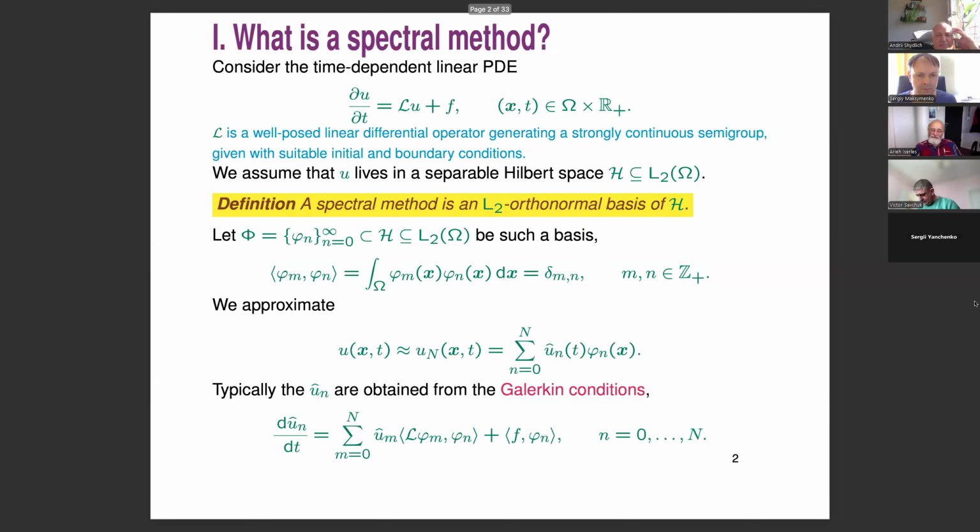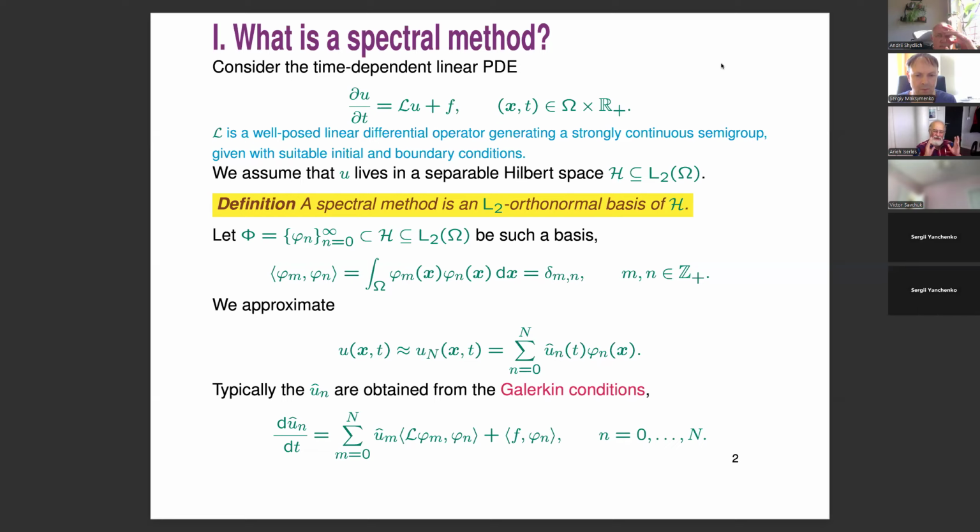Let me start by explaining what is a spectral method, or what I and many others mean by a spectral method. The idea is to solve differential equations, and in my case, I'm interested in solving initial value problems for partial differential equations. To start with, to have a simple model, I don't want to go into nonlinearities and things like this. This is at least another talk.